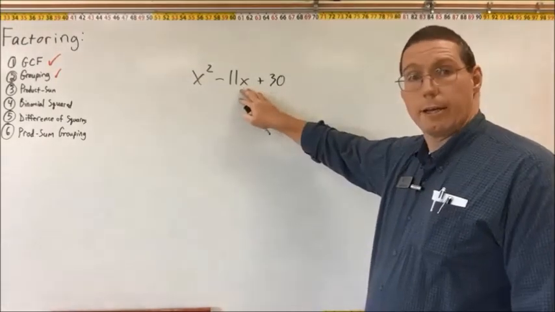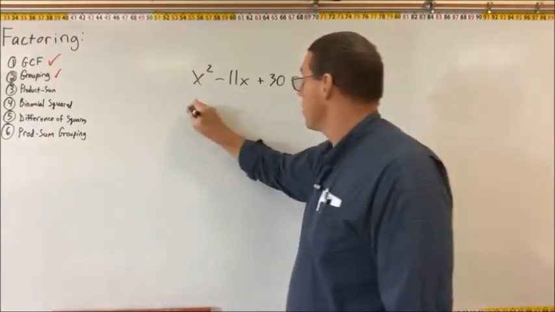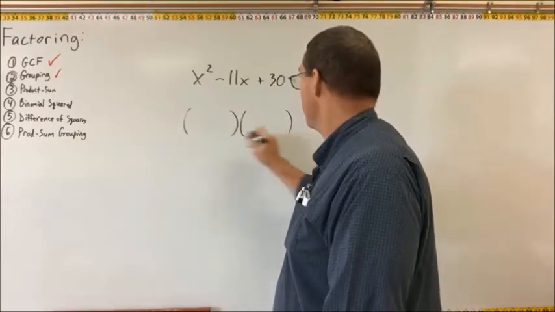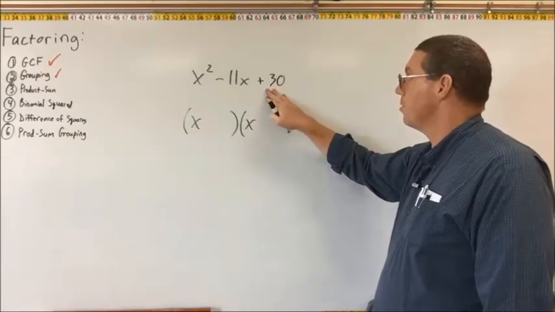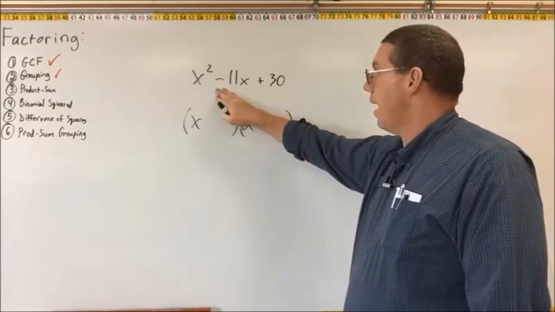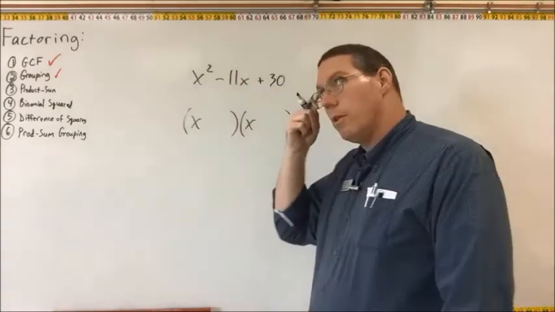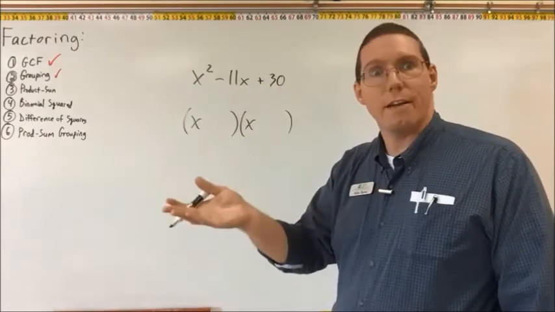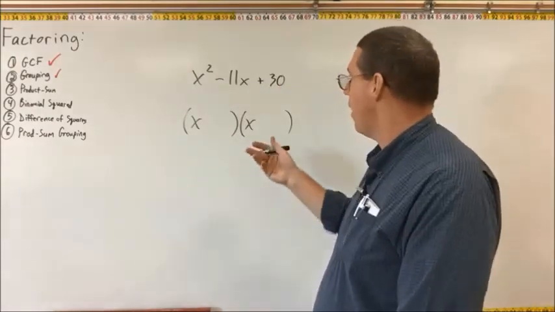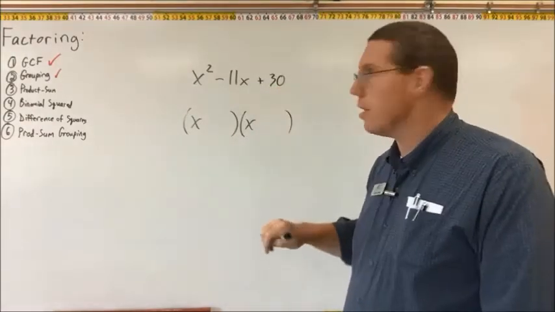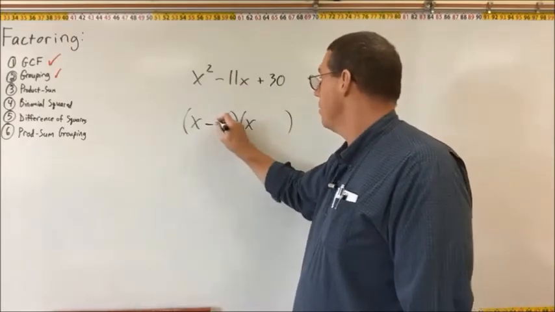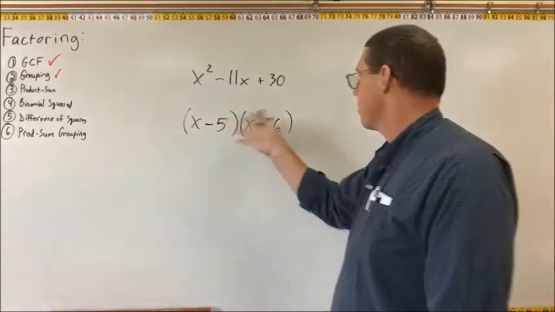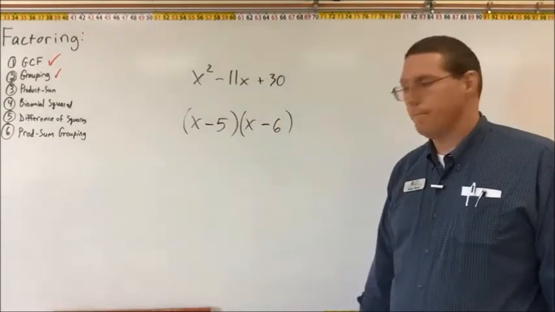This is what I could factor then. Okay, so then I could put an x here and an x here. What two numbers multiply to 30, but add up to negative 11? Let me think, negative 5 and negative 6, right? Negative 5 times negative 6 is 30. Negative 5 plus negative 6 is negative 11. So negative 5, negative 6, and it's factored, okay?